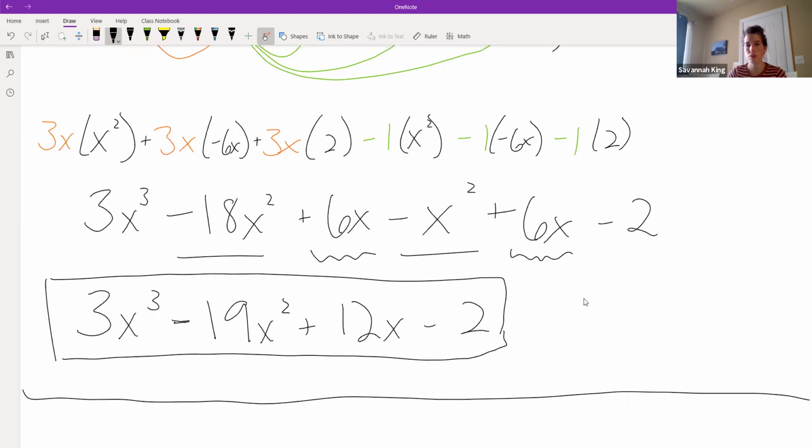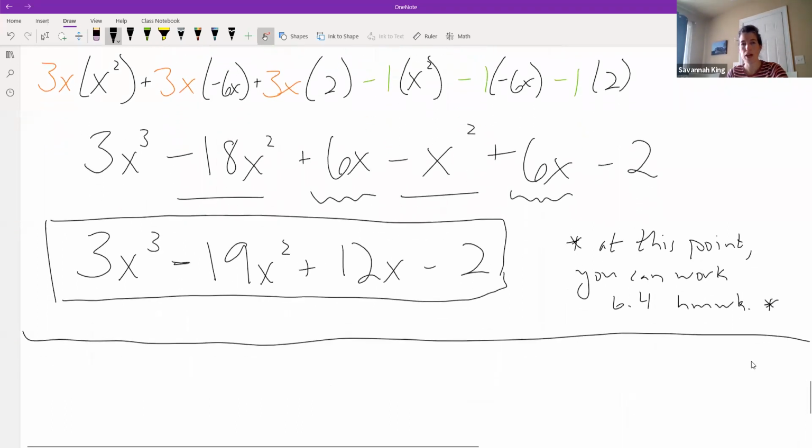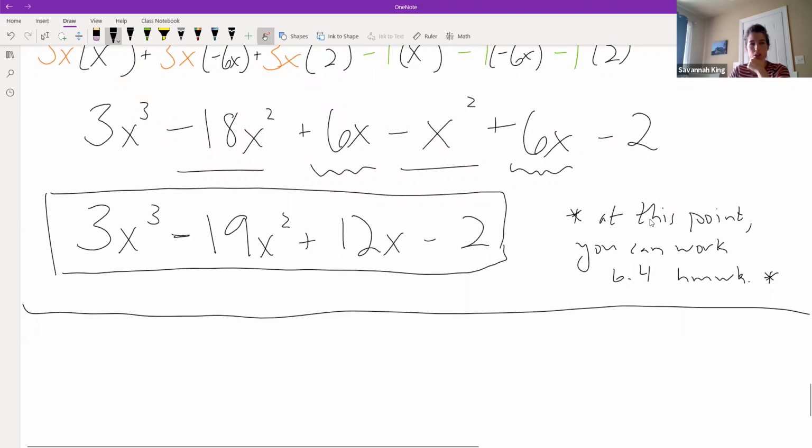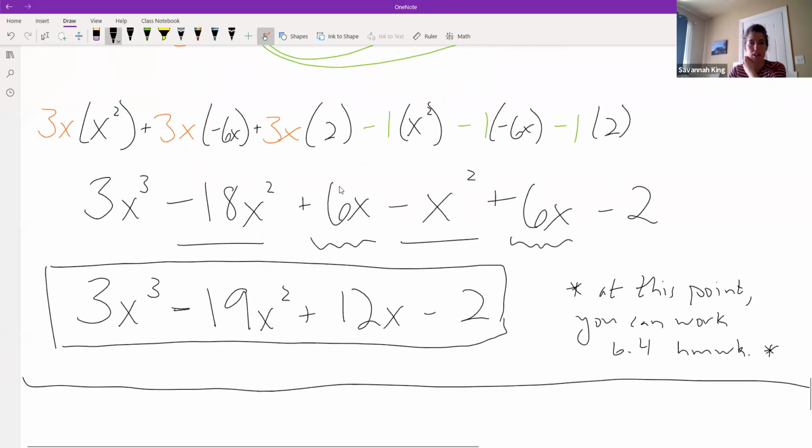So I want to put in the notes, if you can get this far, at this point, you can work 6.4 homework. Now, that being said, when you're practicing these problems, know that everything that comes past this stage is, at this point in the course, semi-optional. So I'm going to try to quickly go through that for the rest of the class.